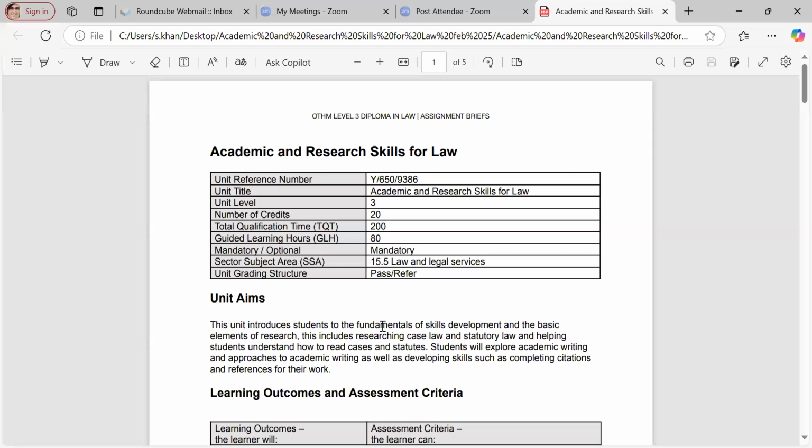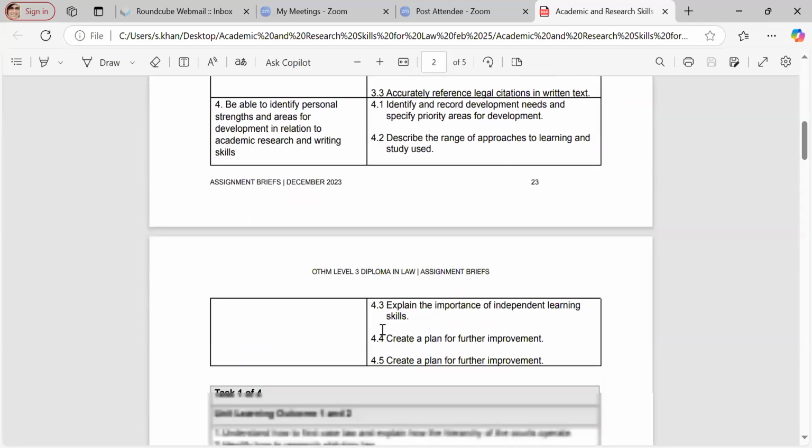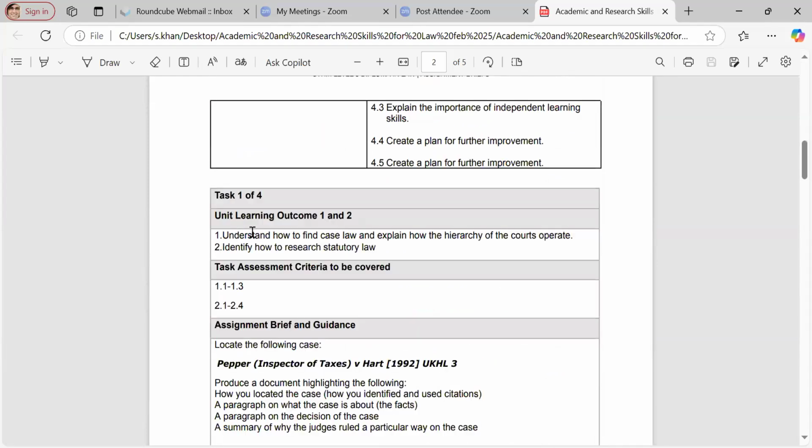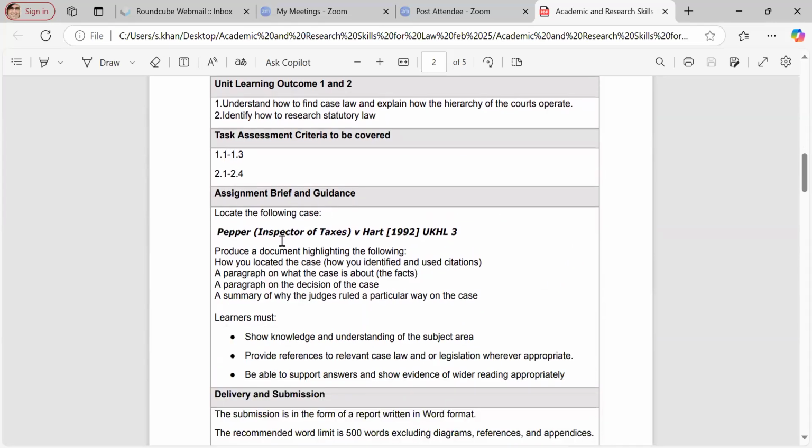So this is the assignment brief. This is how it looks, okay? It'll give you an idea of the unit aims. Again, it'll go through the learning outcomes, and then it goes through the tasks. So task 1 tells you what the unit learning outcomes are, 1 and 2, the assessment criteria for this task, which ones are covered, and then the assignment brief, which is here.